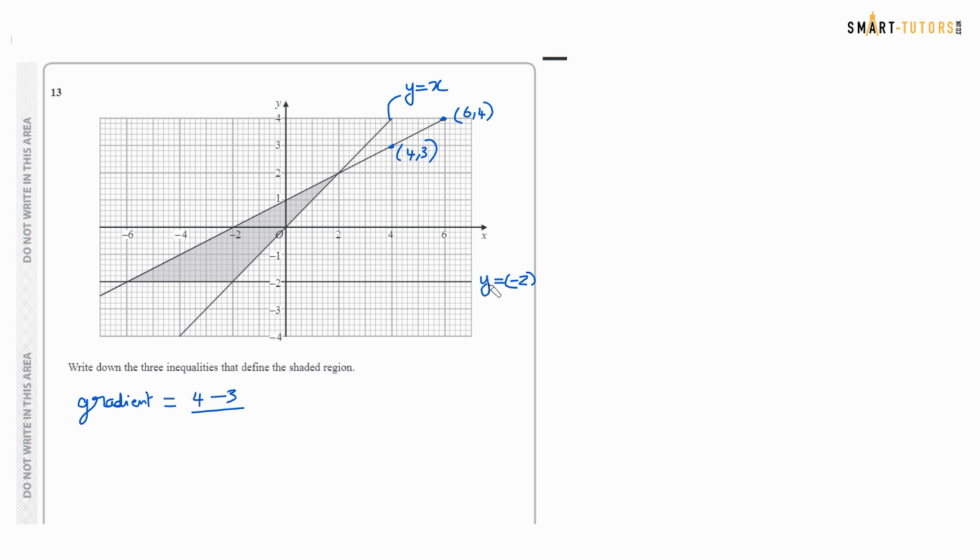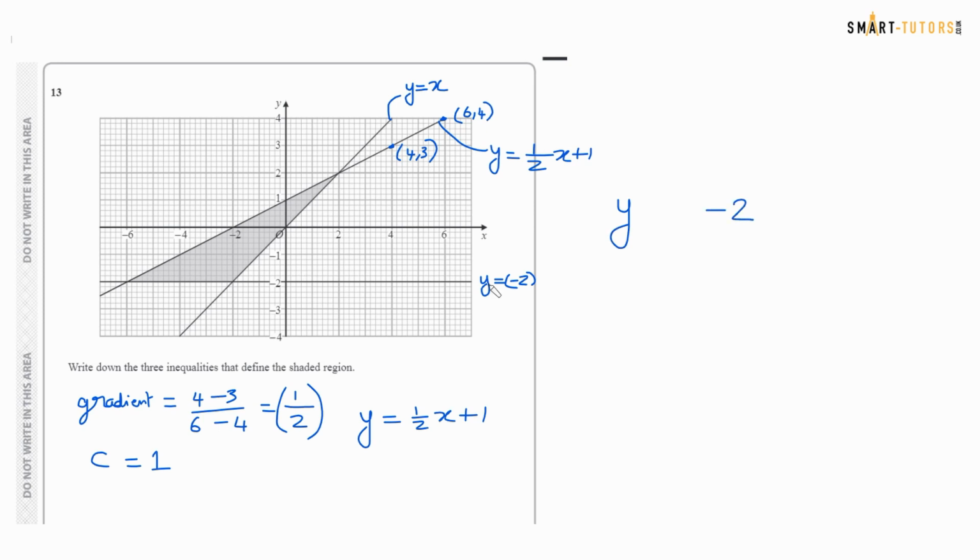So the y coordinate is 4 minus 3, the x coordinate 6 minus 4, so 4 minus 3 is 1, 6 minus 4 is 2, so a half is the gradient. And for the intercept c, the line is intersecting at +1. So the equation for that straight line is y equal half x plus 1. So now we have found the equation of the third line, y equal half x plus 1.